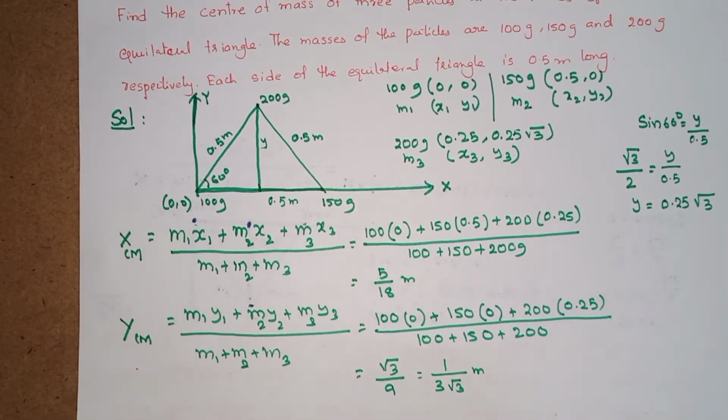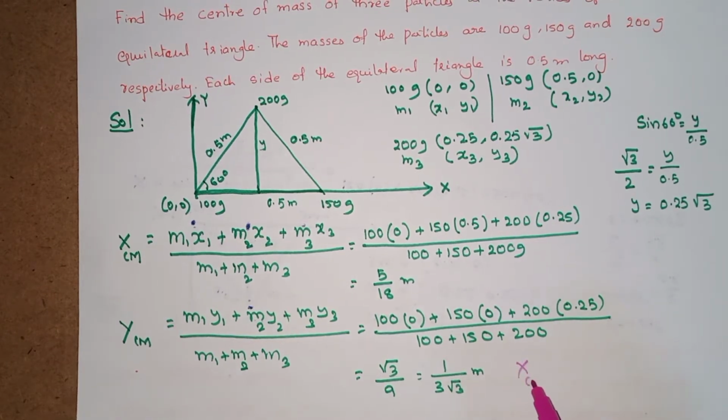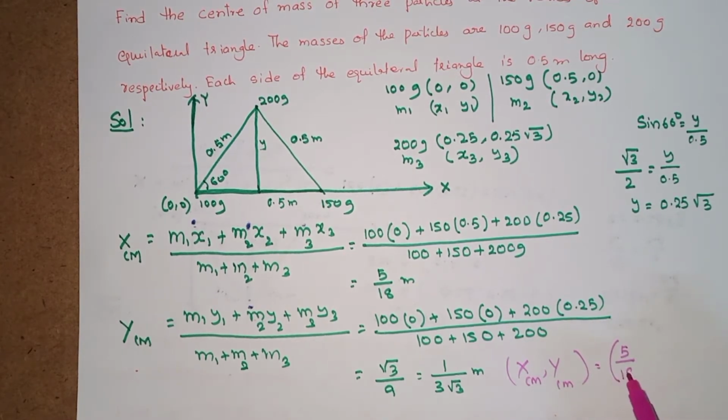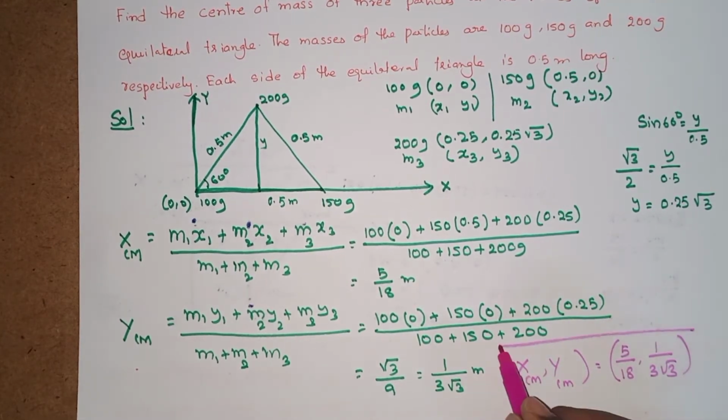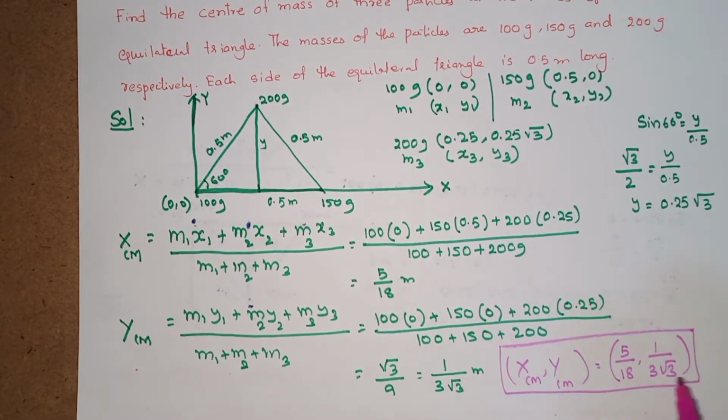So the center of mass coordinates, xcm comma ycm, are equal to 5 by 18, 1 by 3 root 3. This is a simple answer. So 5 by 18 is somewhere on that coordinate. This is a simple basic problem. We need to solve other problems also.